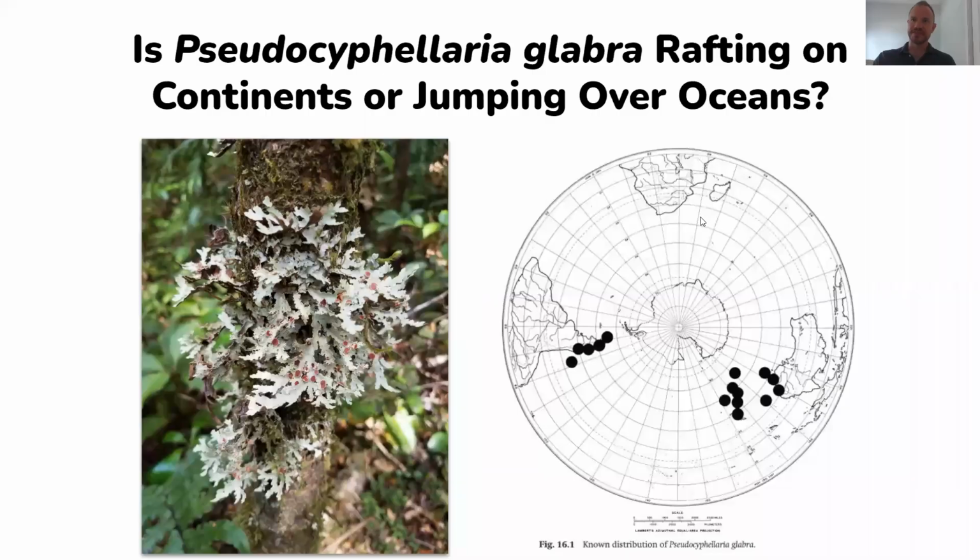And glabra has this distribution, this disjunct distribution, where it's separated by the Pacific Ocean and the Tasman Sea. You can find it in Tasmania, on the mainland of Australia, all throughout New Zealand, and southern South America, and even on subantarctic islands, which aren't shown in this figure. And this distribution invokes the vicariance versus dispersal questions. So was this thing floating away, where the population's isolated as the continents drifted apart, or is this thing able to disperse across the oceans?